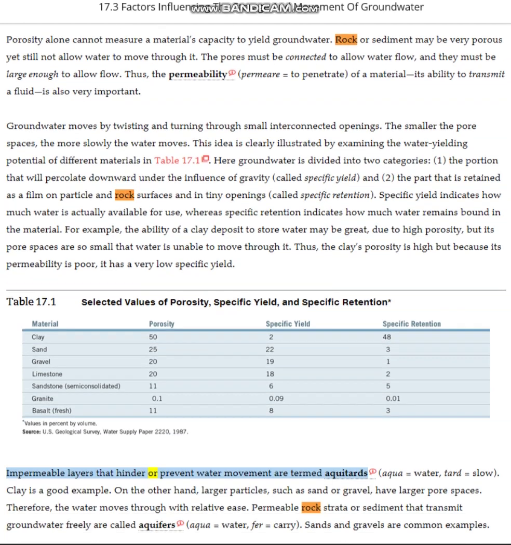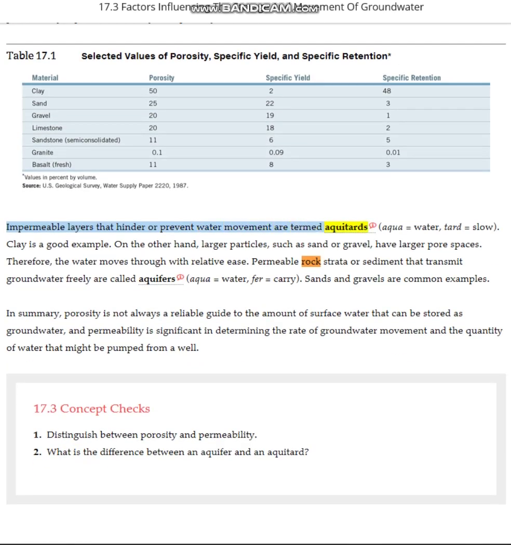Impermeable layers that hinder or prevent water movement are termed aquitards. Aqua equals water, tard equals slow. Clay is a good example. On the other hand, larger particles, such as sand or gravel, have larger pore spaces. Therefore, the water moves through with relative ease. Permeable rock strata or sediment that transmit groundwater freely are called aquifers. Aqua equals water, fer equals carry. Sands and gravels are common examples.